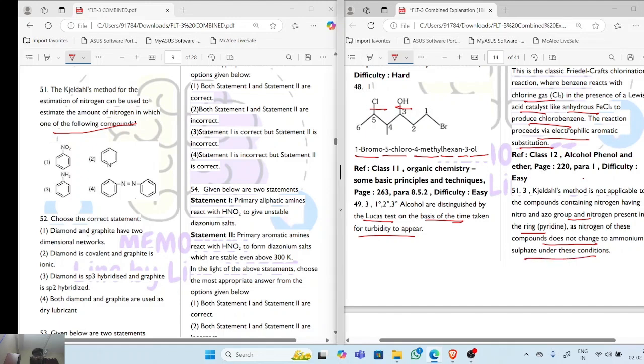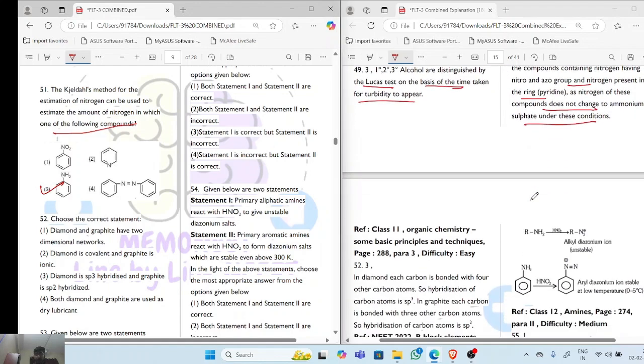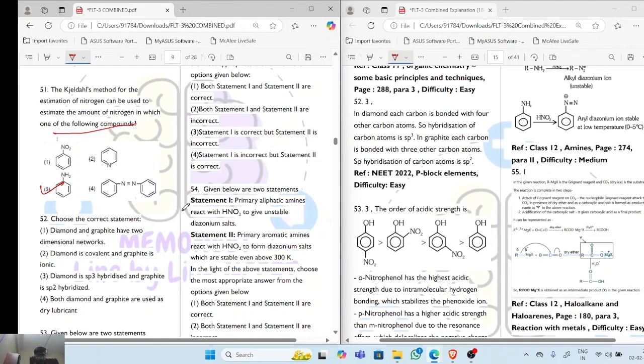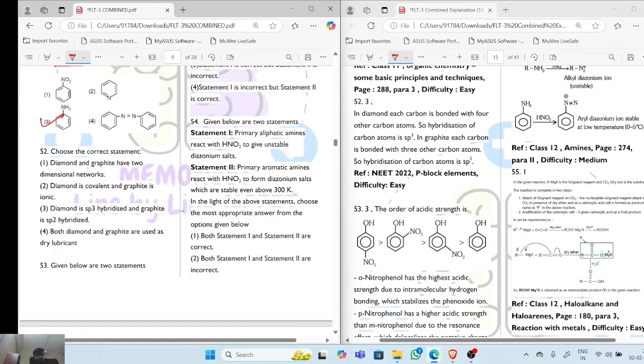Okay, so option number 3, which is aniline, is our correct answer. Question number 52. Choose the correct statement. We have to choose one of the correct statements from the four options.